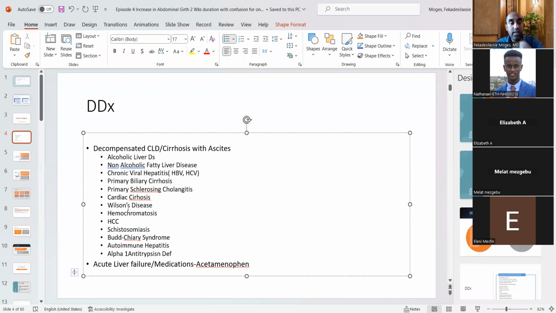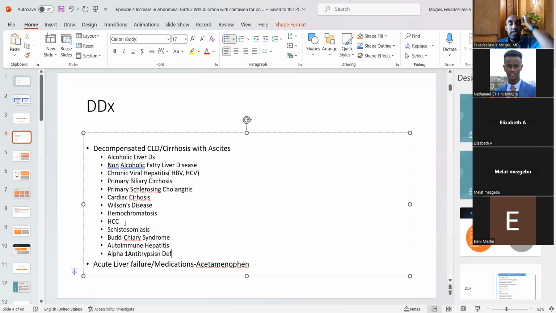What is Wilson's disease, by the way? Excessive accumulation of copper in the body. Excellent. Including the liver, right? So it destroys the hepatocytes. What about hemochromatosis? Excessive accumulation of iron. Iron in the liver, and that destroys the liver function as well.